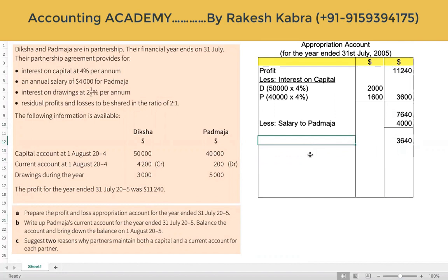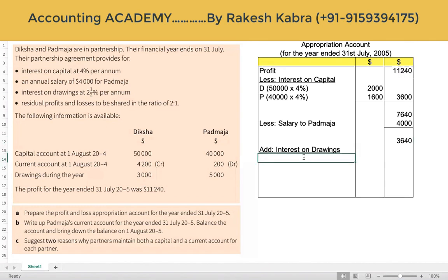Now what is the third point? Interest on drawings at 2.5% per annum. Drawings means they are utilizing the firm's funds, so they need to pay interest on that. We will add interest on drawings to the profit, because they used business funds. The firm will charge interest on those drawings, so that is income for the firm, and that's why we add it to the profit.